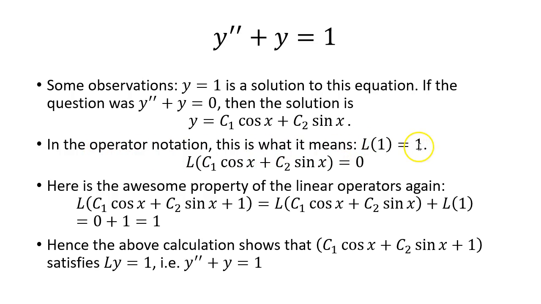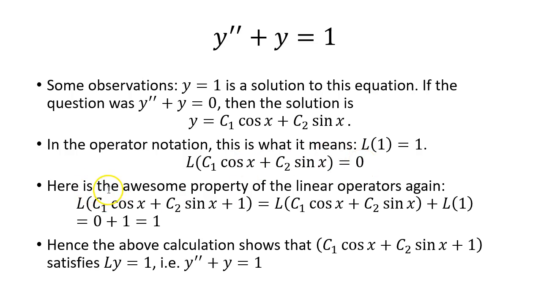L of 1 is equal to 1. We're using the same operator, D squared plus 1, applied to 1 gives 1, because 1 is a solution to this differential equation. But if you apply L to c1 cosine x plus c2 sine x, because this is a solution to Ly equal to 0, it's going to produce 0.